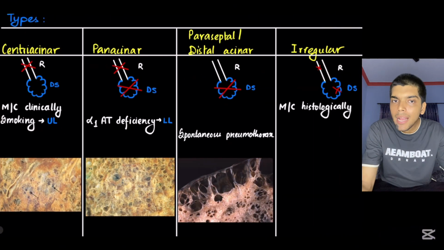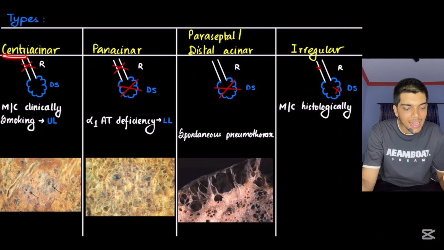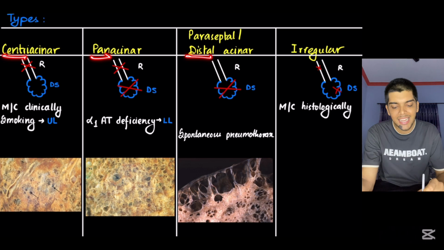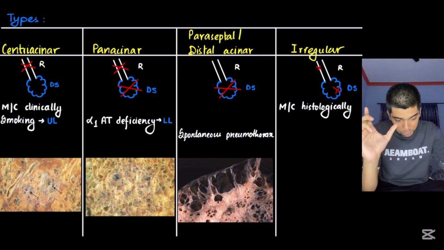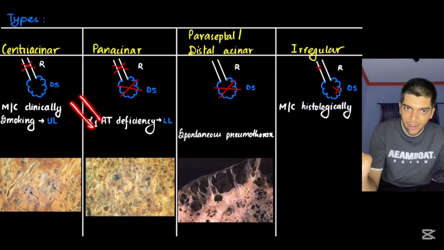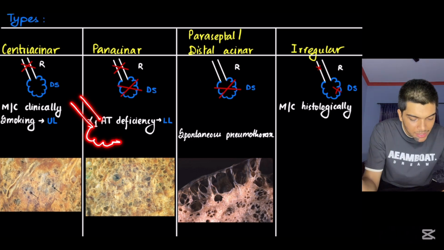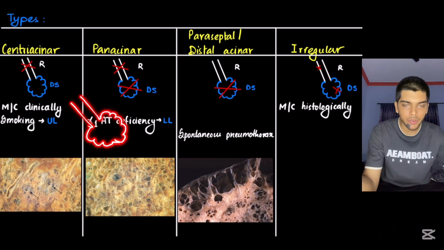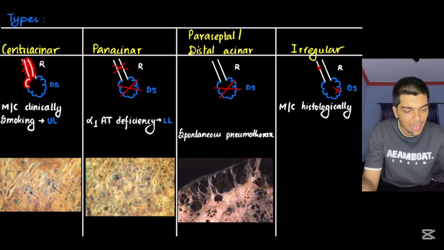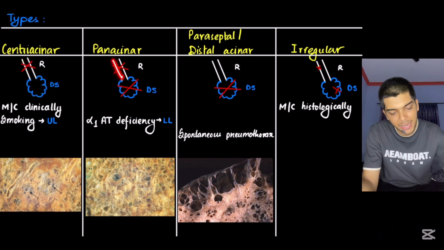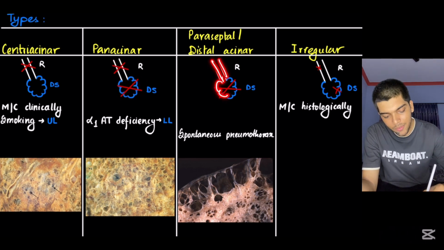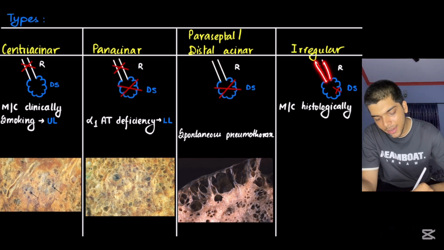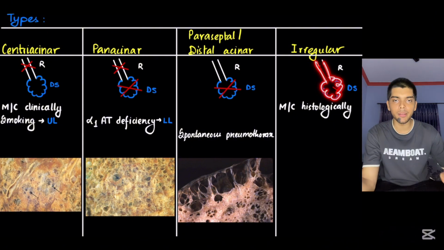Alright, now the types of emphysema: centriacinar, panacinar, distal acinar, irregular. Very easy, hear me out. This is your respiratory bronchiole, and this is your alveolar duct and sac. Respiratory bronchiole, alveolar duct and sac.